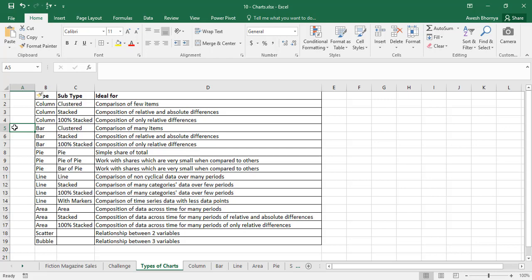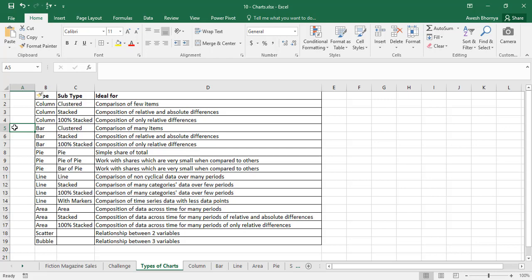So ideally, column charts and bar charts are used for comparisons. Stacked column charts and stacked bar charts are used to compare relative and absolute differences. Now relative is when you convert your values into percentage and then you compare them, whereas absolute is when you compare them directly against their values. We will actually look at what absolute and relative differences mean when we create our charts.